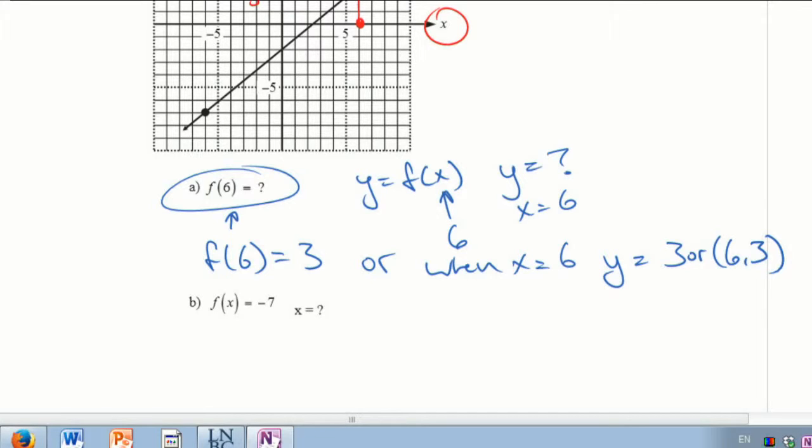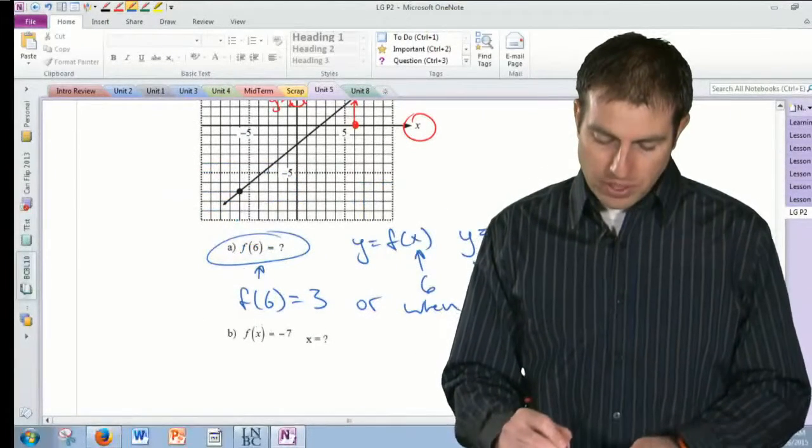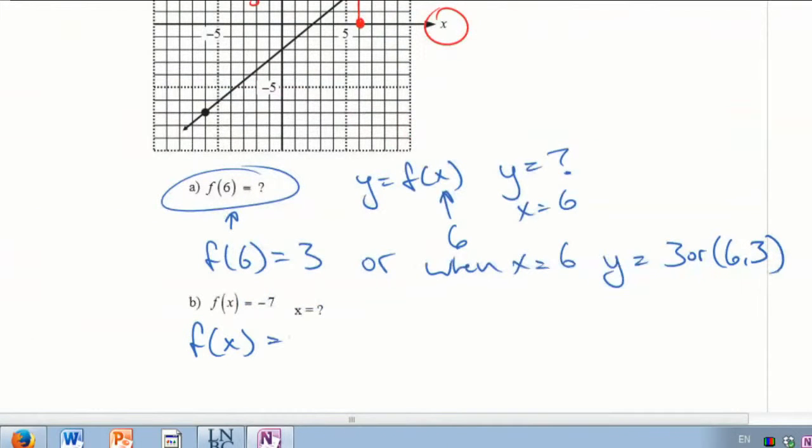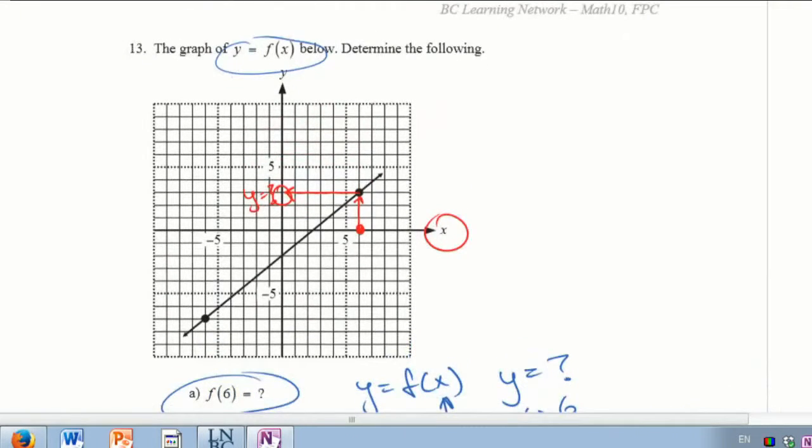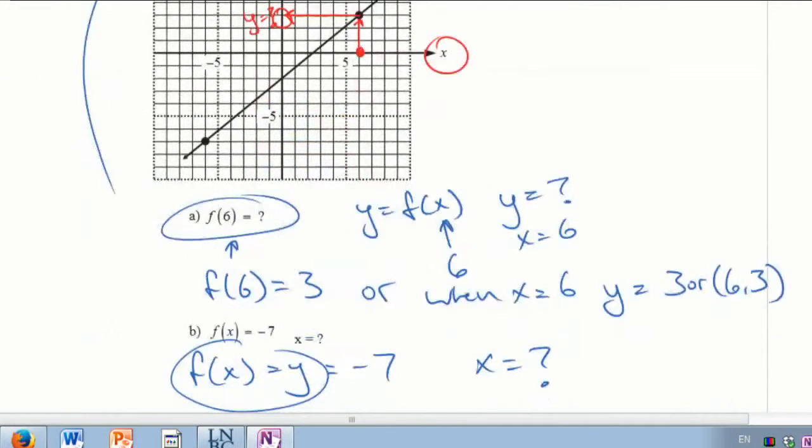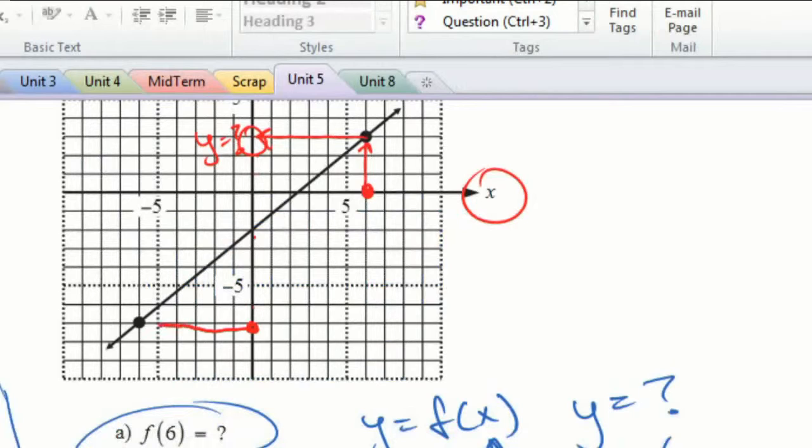Letter B here, same sort of process, except we're working backwards. At the very top, I said, okay, f of x is equal to y. And in this case, f of x is equal to negative 7. And I'm asking you, what does x equal when y is equal to negative 7? So this is from up here. So go to the graph. I'm saying y is negative 7. So let's find y is negative 7. There's negative 5, 6, 7. So this is my y value. What does x equal when y is negative 7?